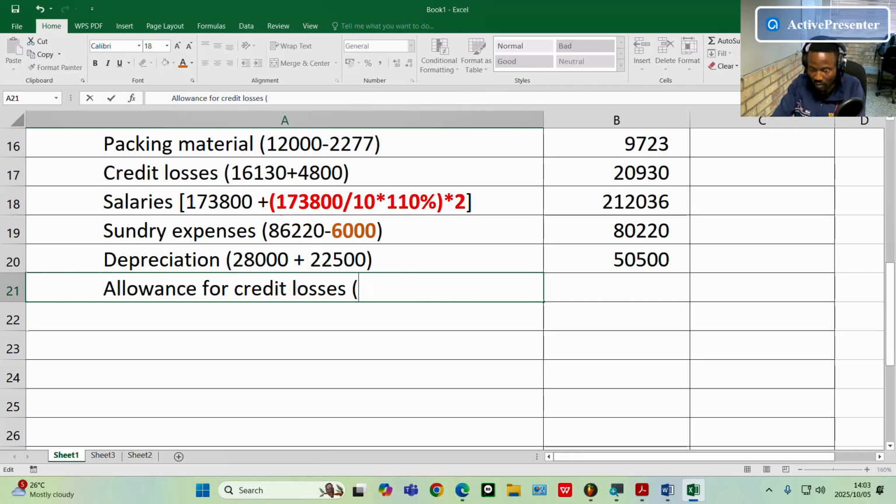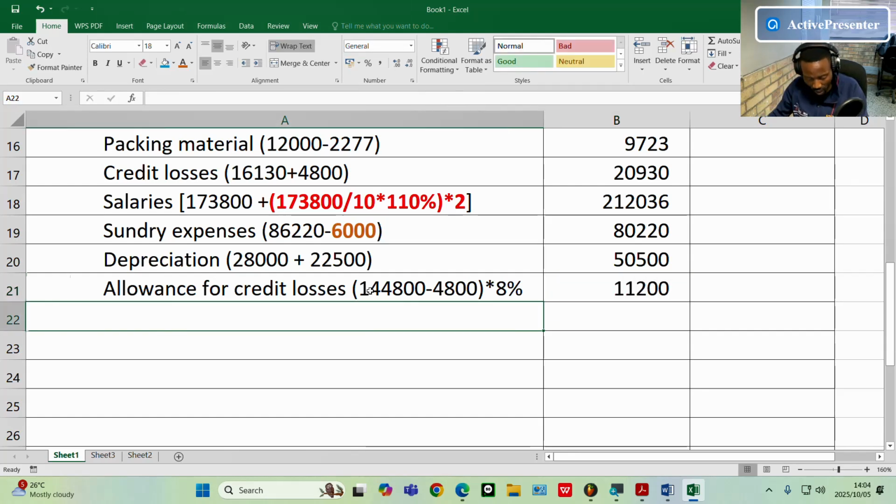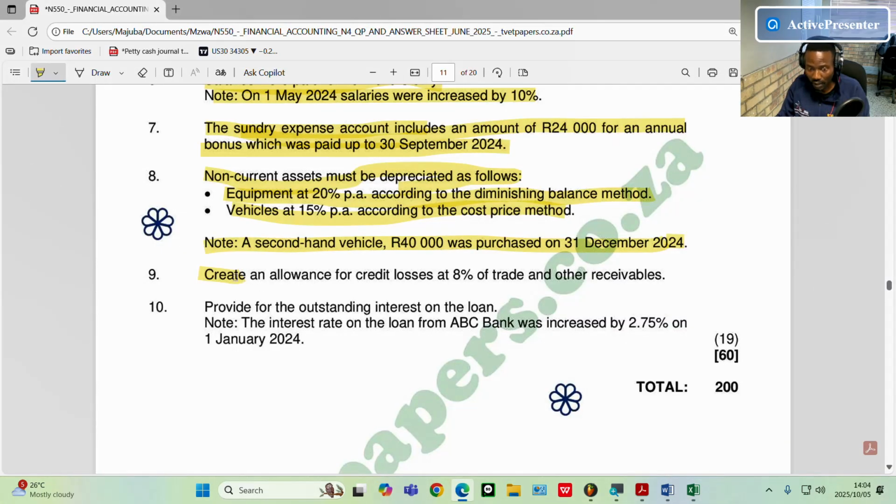We said 144,800 minus 44,800. And then we multiply that by 8%. So that's how we get 11,200. All right. So now, since I'm done with the adjustments, let me just confirm. Yes, even this one is done. Remember, this one goes under finance charges. So I'll be doing it when I'm busy doing finance charges.